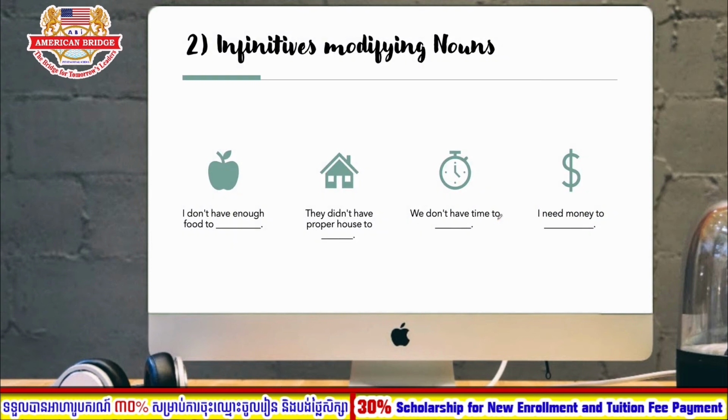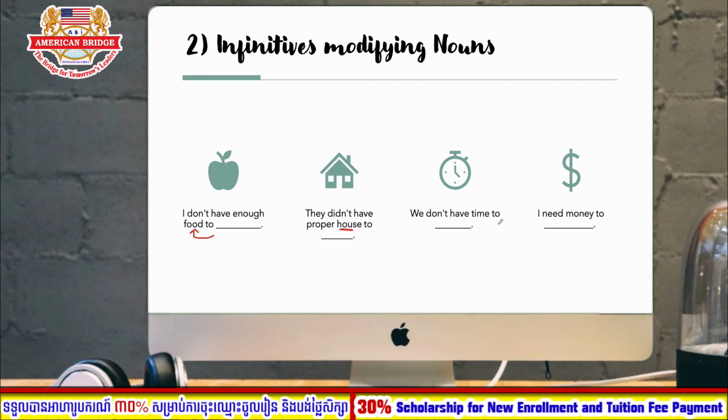Another point, we can also use infinitive to modify nouns, which means this infinitive phrase gives more meaning to the noun. Let's say, I don't have enough food to eat. The phrase to eat gives more meaning to the word food. They don't have a proper house to live. They don't have a proper house to stay. All these phrases modify the word house, which functions as a noun.